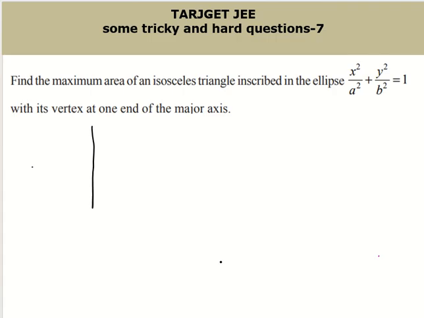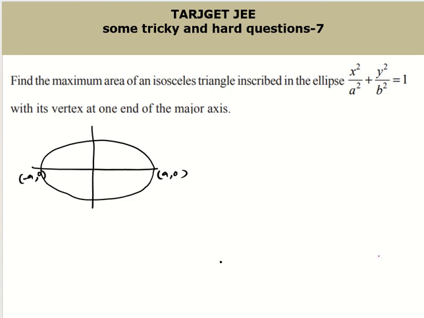So, our usual assumption is a is always larger than b. Our ellipse is going to have its center at the origin, with endpoints of the major axis as a comma 0 and minus a comma 0. The triangle is isosceles in nature with one vertex at one endpoint of the major axis. Let me take A as one vertex.